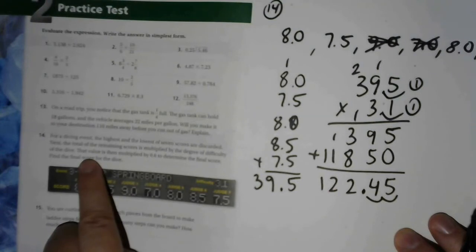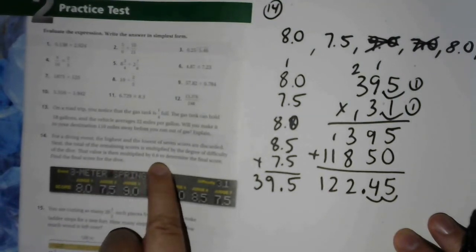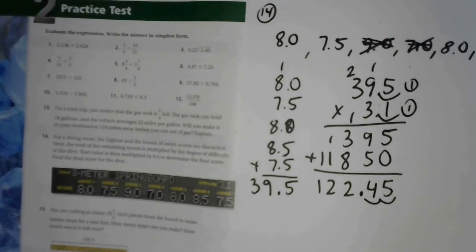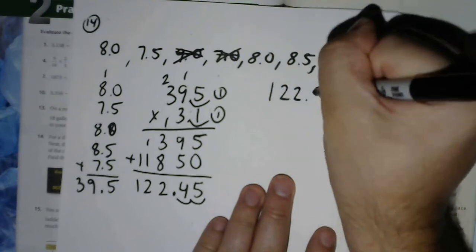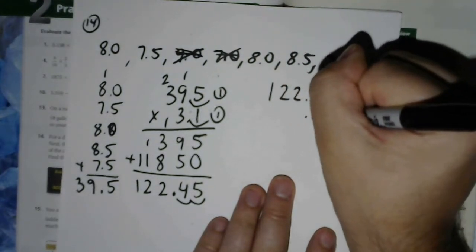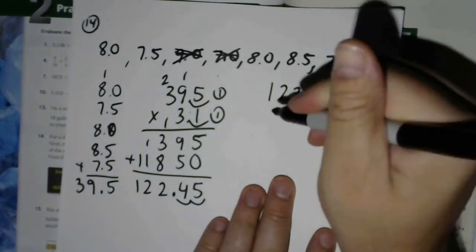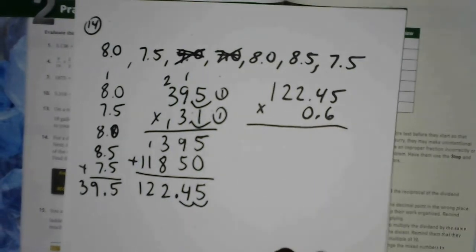It says that value is then multiplied by 6/10 to determine the final score. What? I still have to multiply. So I'm going to take my total, 122 and 45 hundredths, and multiply it by 6/10. I put 0.6. I could have left the 0 out.